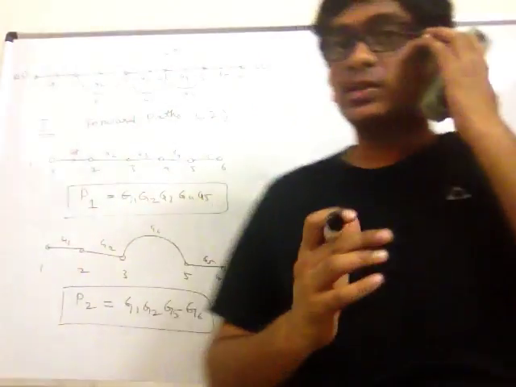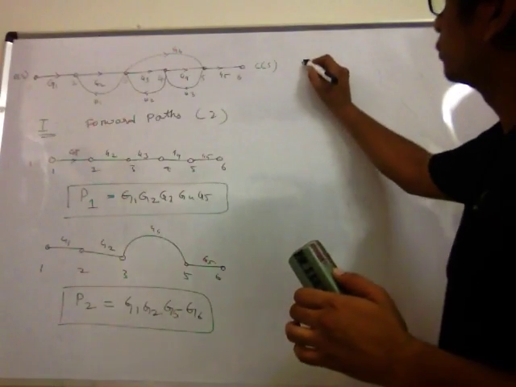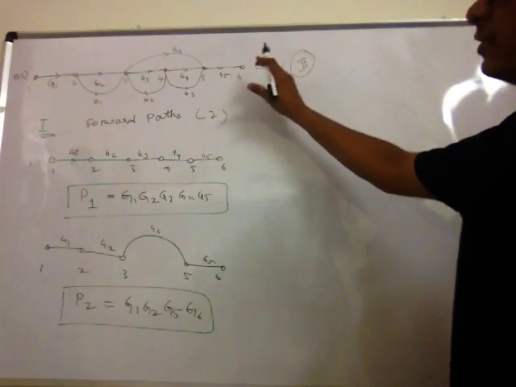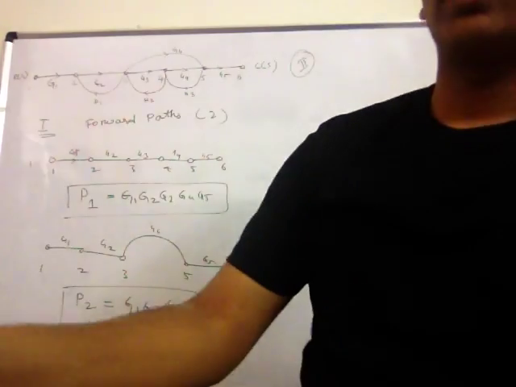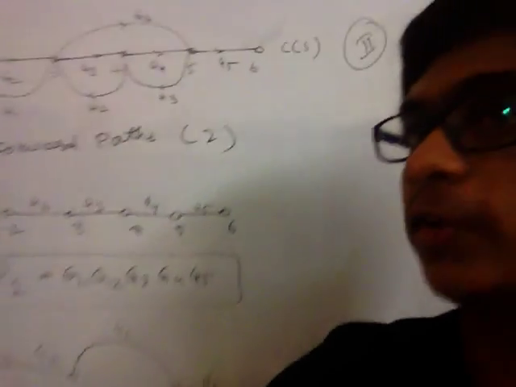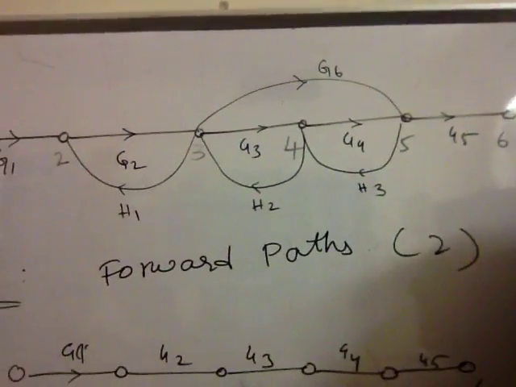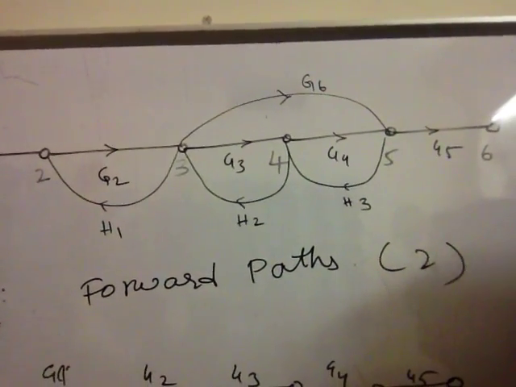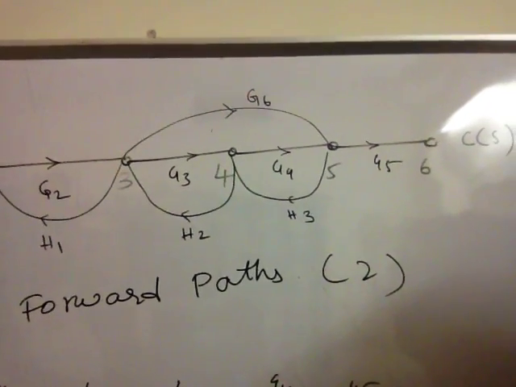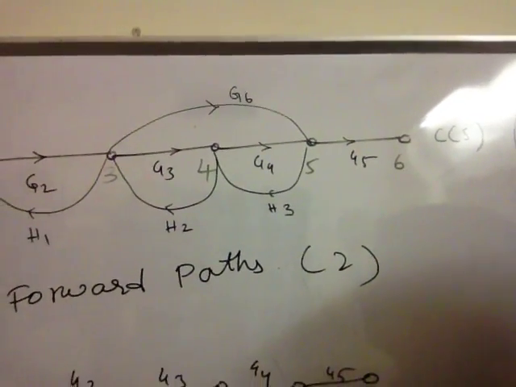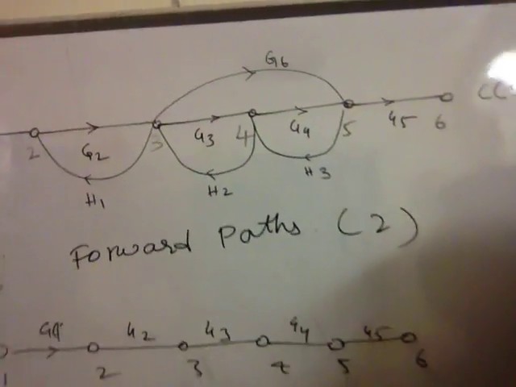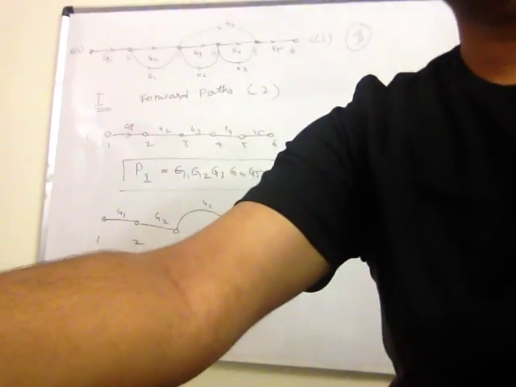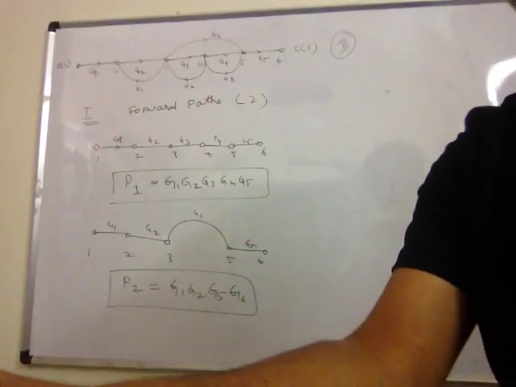Now step 2 is to find out how many individual loops are there in the signal flow graph. If you look at the signal flow graph, do you find any individual loops? You can find a loop between 2 and 3, between 3 and 4, between 4 and 5, and also between 3 and 5. So we have 4 individual loops. That is how you find individual loops. You also need to find the gains of each individual loop.